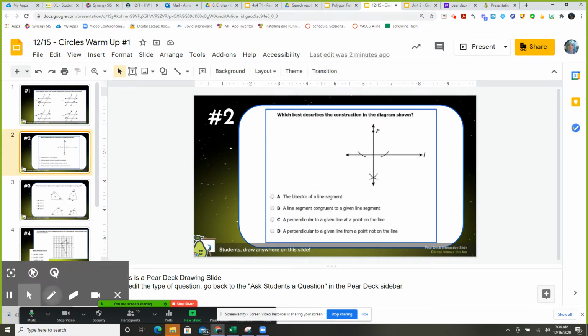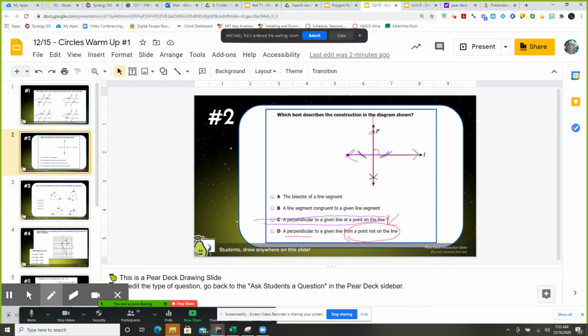On this one, the most common wrong answer is C. In this construction, we start with line L, and then we put our compass on P, and we make these two little tick marks. So P is not on the original line. And then you've drawn in this line. So we have a perpendicular line is what we've made from a point not on the original line.